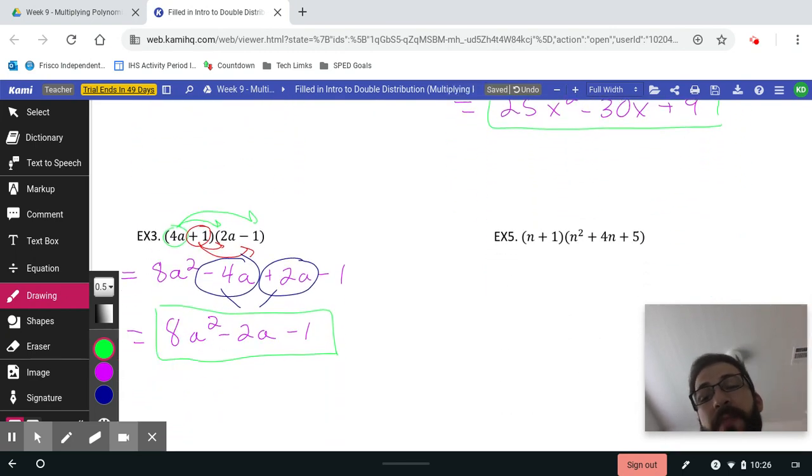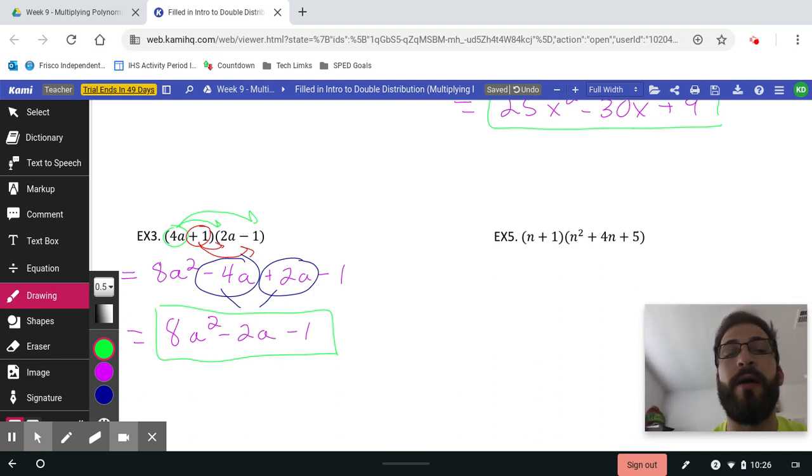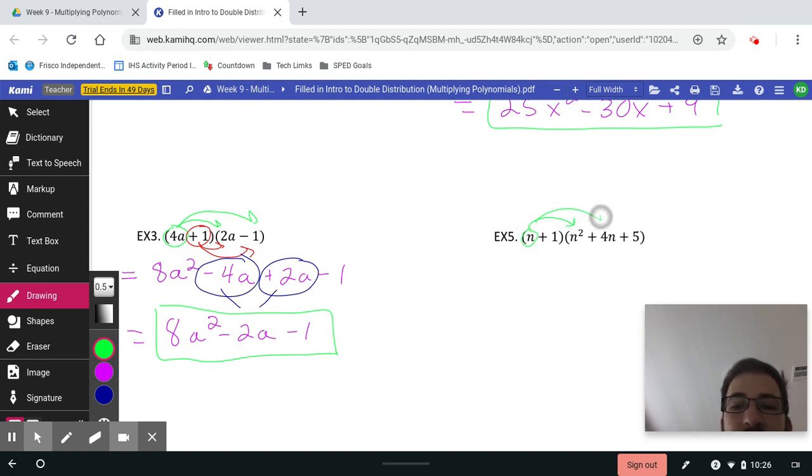All right, our last one, example 5, we have n plus 1 times n squared plus 4n plus 5. So now our second term is no longer a binomial, which is a polynomial with only 2 terms. It's a trinomial. Okay, it has 3 terms. Now, this seems a little bit tricky, but all it means is instead of doing double distribution, we're going to do triple distribution, because we are going to distribute that first term to all 3 numbers inside the parentheses.